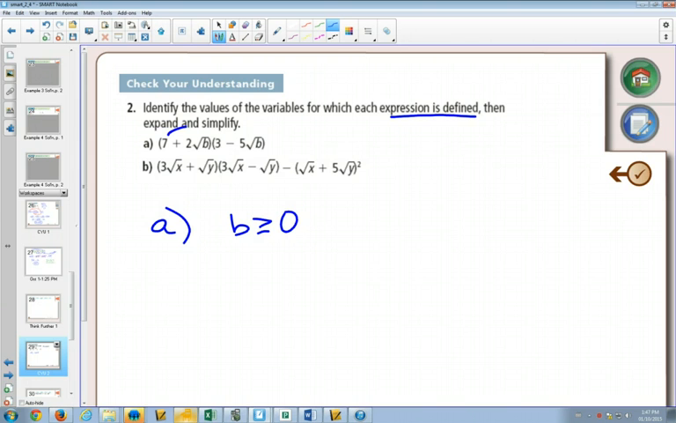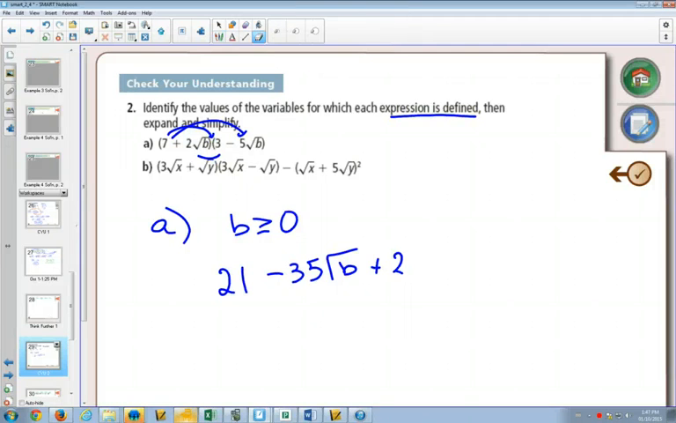Then when we expand this, 7 times 3 is 21. 7 times negative 5 is negative 35 root B, plus 6 root B, and finally the outside ones, 2 times negative 5 is negative 10. And B times B will be B squared.